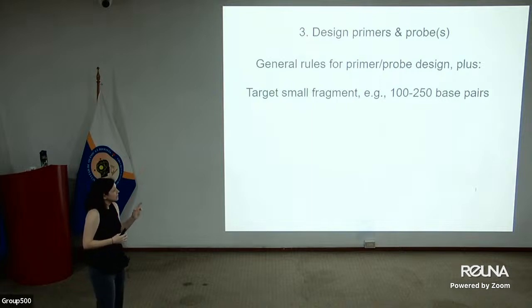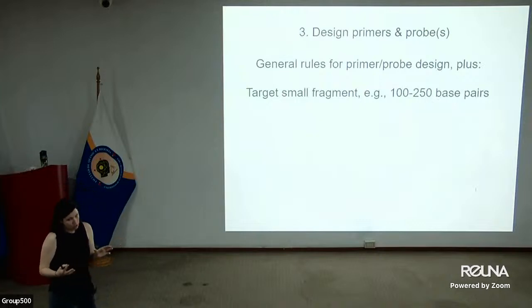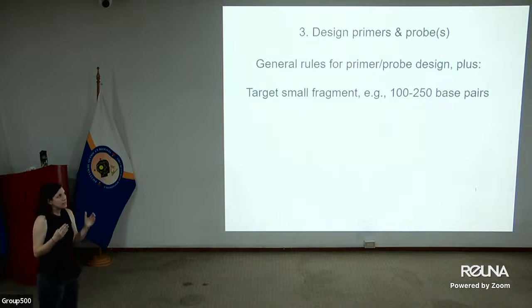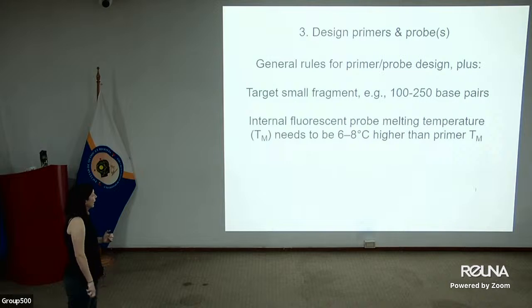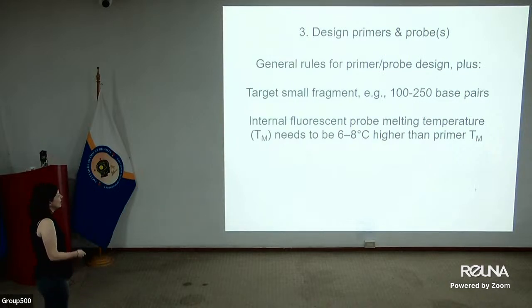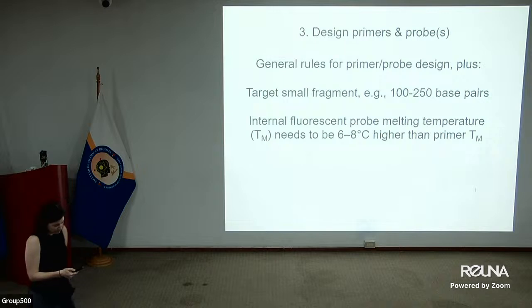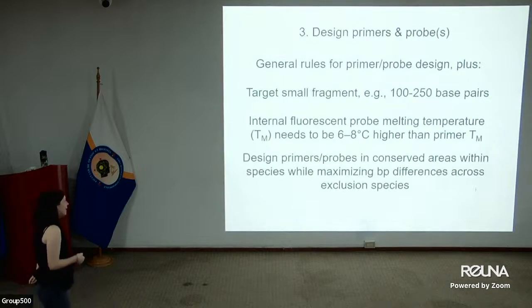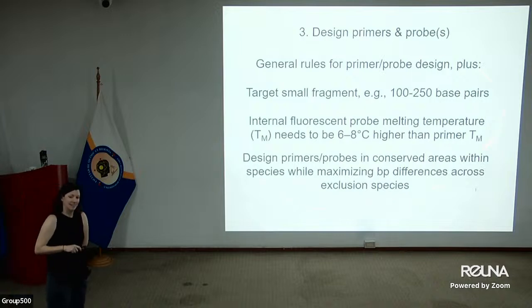The other thing is ddPCR is really for small fragments. It's not recommended for things, for example, larger than 300 base pairs. They recommend 250 base pair amplicons and then your primers. And I don't like EvaGreen. We use internal probes. And the probes have to have a melting temperature that's 6 to 8 degrees C higher than the primers. And you have to design those primers and probes in those conserved areas within species and maximizing base pair differences between species. When you put all of this together, this is really challenging.